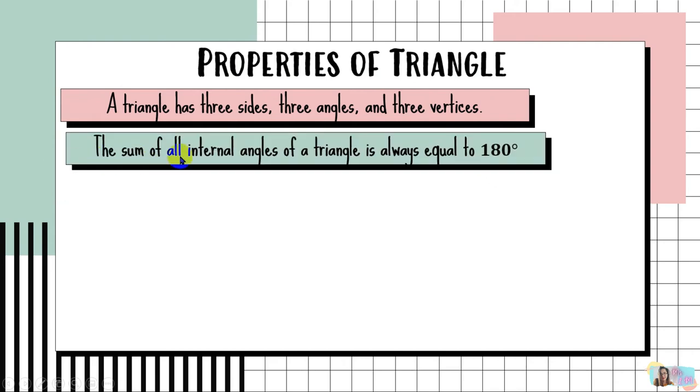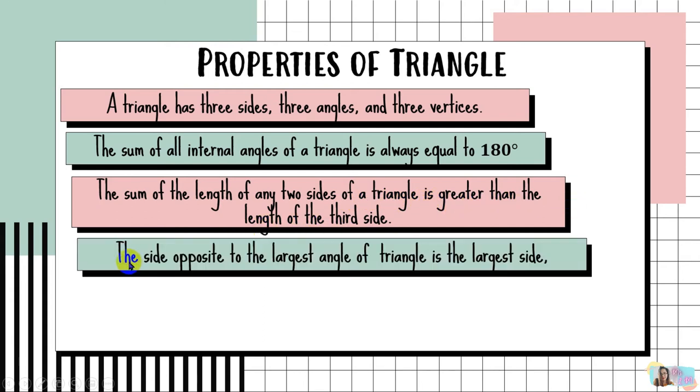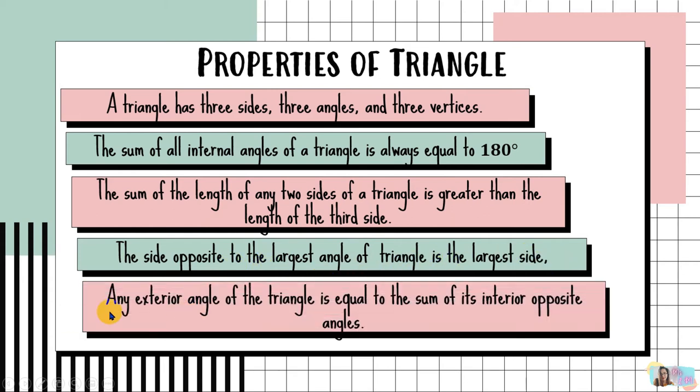Another one is that the sum of all internal angles of a triangle is always equal to 180 degrees. Ito po ang second property of the triangle. Ito po yung pag-uusapan natin sa ating pangatlo at panghuling lesson objective for this subtopic. So another property of a triangle is that the sum of the length of any two sides of a triangle is greater than the length of the third side. The next one is that the opposite side to the largest angle of a triangle is the largest side. Then the last one is that any interior angle of the triangle is equal to the sum of its interior opposite angles. So itong last three properties natin ng triangle, we're going to have another video for this.